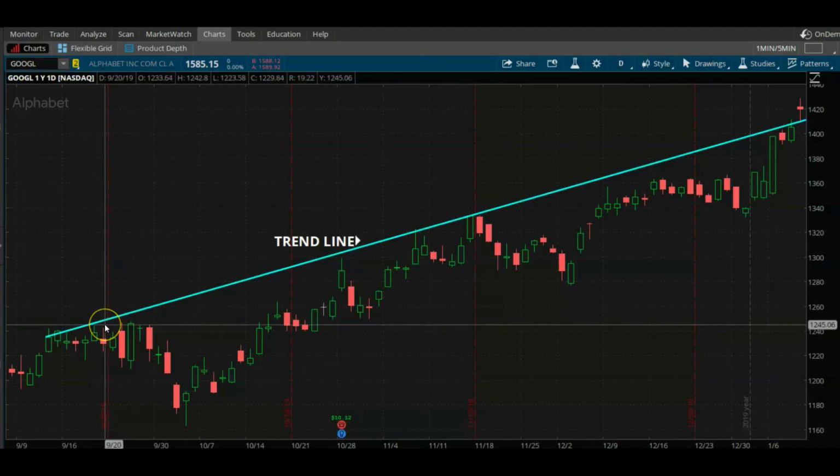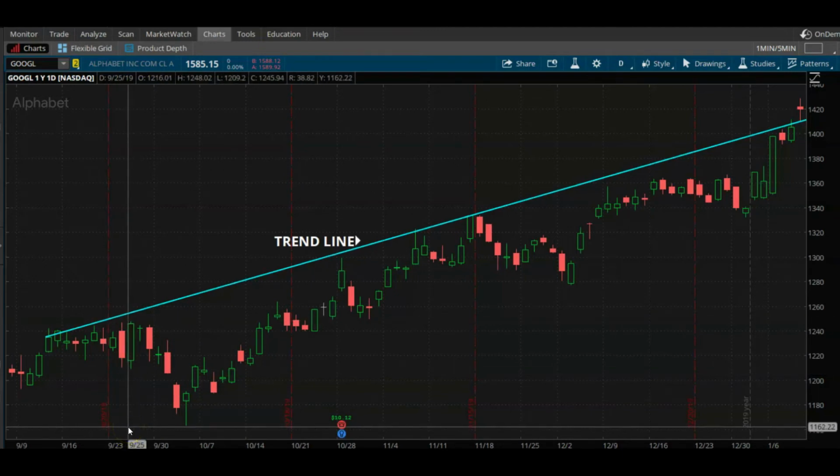This blue line is a trend line. It shows you both the top limit, and when you draw a bottom trend line, it shows you the bottom limits to which price action is moving over a period of time.